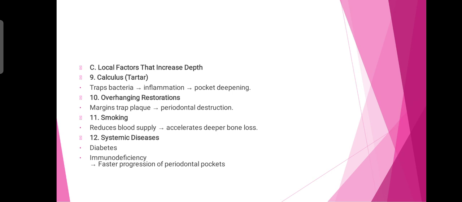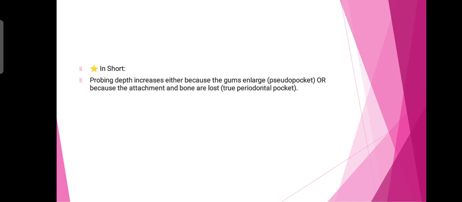Smoking reduces blood supply and also accelerates bone loss. Systemic diseases such as diabetes, or any disease which can compromise the immune system, result in faster progression of periodontal pockets. In short, probing depth increases either because the gum enlarges, which is a pseudopocket, or because the attachment and bone are lost, which is a true periodontal pocket.